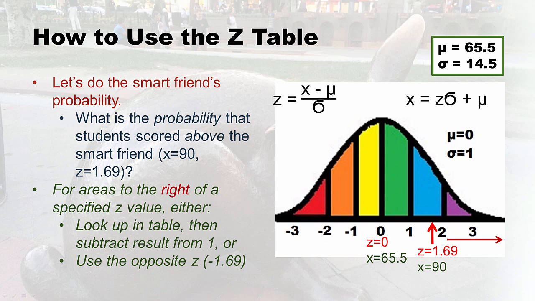So I'm going to demonstrate now that for areas to the right of a specified z-value, you either look them up in the table, then subtract the result from 1, or you use the opposite z, which in this case would be negative 1.69. You'll get the same answer whether you do it the first way or the second way, but I'm going to demonstrate both, okay? So first, I'm going to demonstrate what happens when you look up the probability in the table for that z, and then you subtract that probability from 1. So let's go look up z equals 1.69.